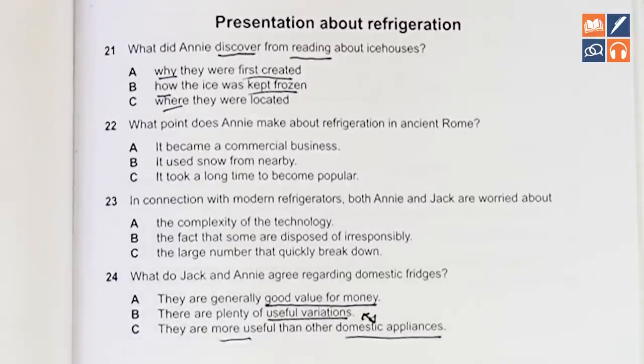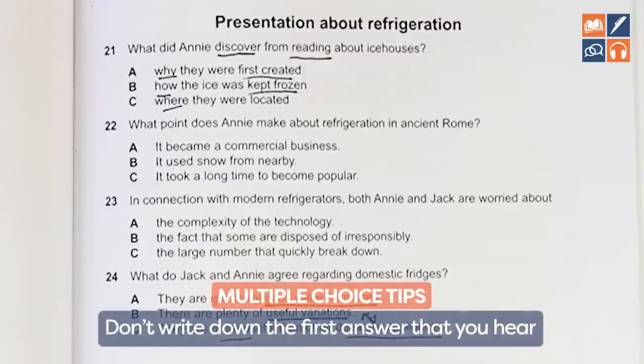So it's comparing refrigerators, fridges, to other appliances, such as a vacuum cleaner, a Hoover, a toaster, a kettle, all of those things. Whereas B is talking about just domestic fridges, and there being lots of different types of fridges. So by underlining the keywords and thinking about the differences, that makes it much easier to think about what they're saying. The next thing to remember is that you should not think about what is the first answer that I hear and write down the first answer that I hear.